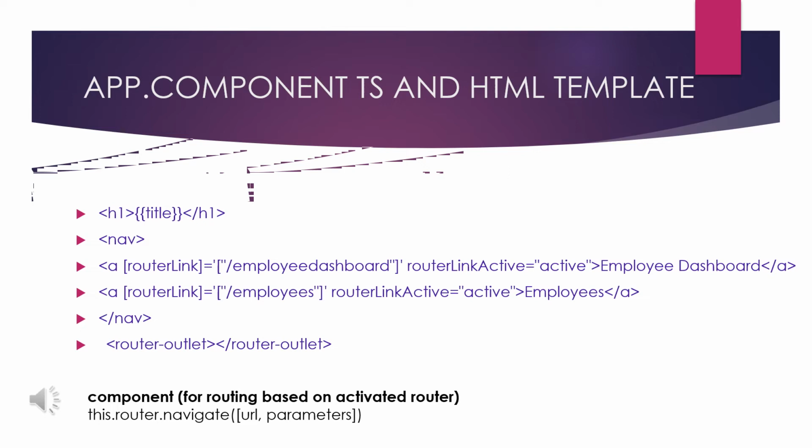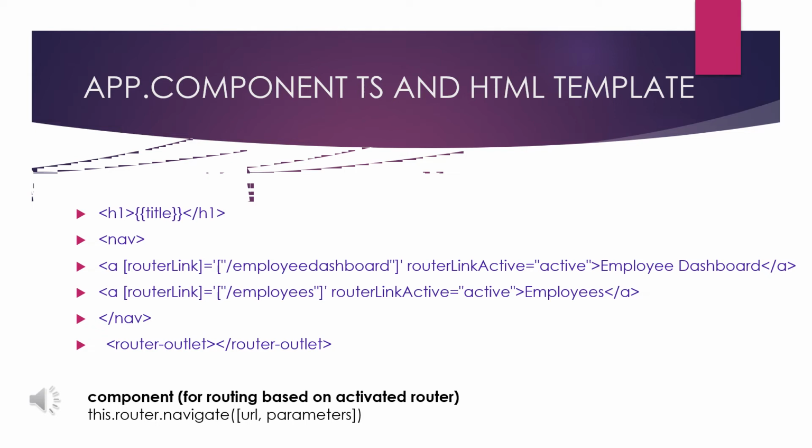So the first tag is a routerLink equal to /employee-dashboard, routerLinkActive equal to active, employee dashboard, which means we have an employee dashboard link here. When I click this, what happens? This router link will become active, and it will go to the employee dashboard router. Inside the employee dashboard I have an employee dashboard component. That component will be loaded, and it will be the active router loaded at that time.